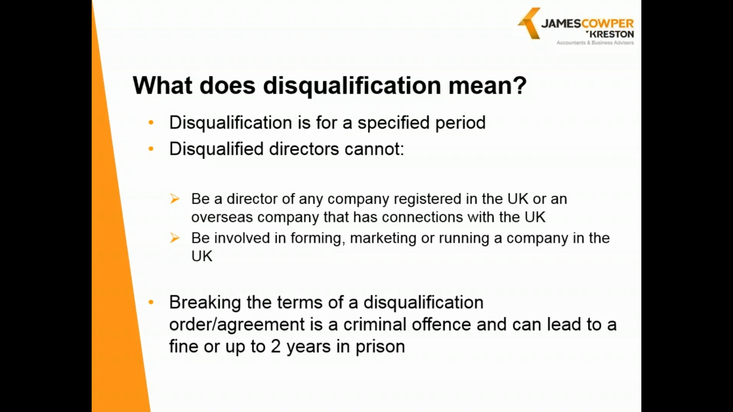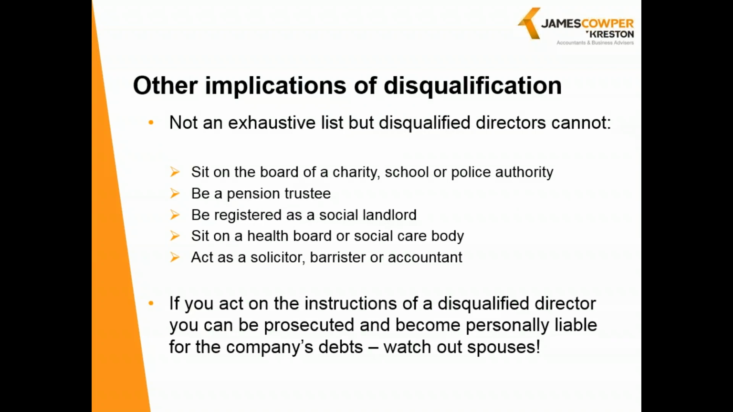So you asked about what implications there might be. Well, they're quite far-reaching. Not only can you not be a director of a company in the UK, but you can't sit on the board of a charity, a school, or police authority. So it could be personally embarrassing if you had to resign your positions from those. You can't be a pension trustee. You can't be registered as a social landlord. You can't sit on a health board or a social care board, and for solicitors, barristers and accountants, you can't practice, so it actually stops your ability to earn a living.